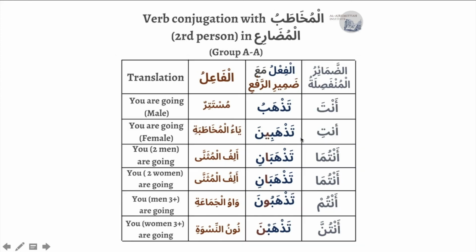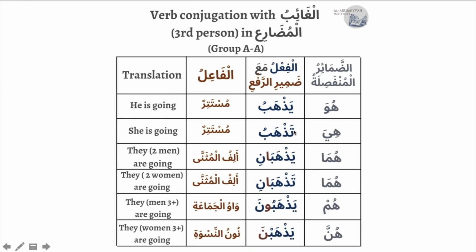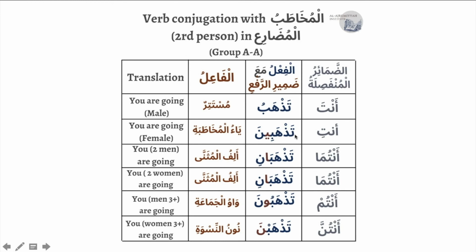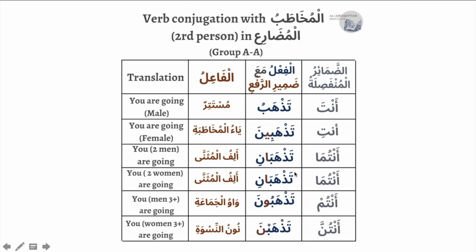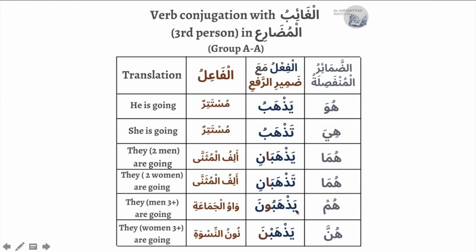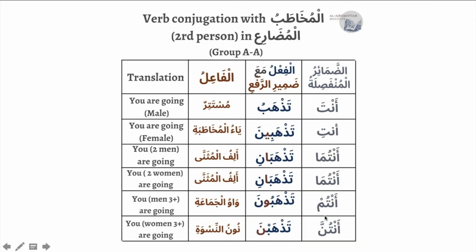So there are 2 verb conjugations that are exactly the same. Hiya, which is tadhabu, and anta, which is tadhabu. The context is going to let me know. That's the first one. The second one that is exactly the same is the 2 antumas, tadhabani, with huma feminine, tadhabani. Now we also have antum and antunna. Antum is the same exact thing as hum, just that you change the ya to a ta. Yadhabuna, they are going. If I want to say you guys are going, tadhabuna. And again, the fa'il is also waw jama'a.